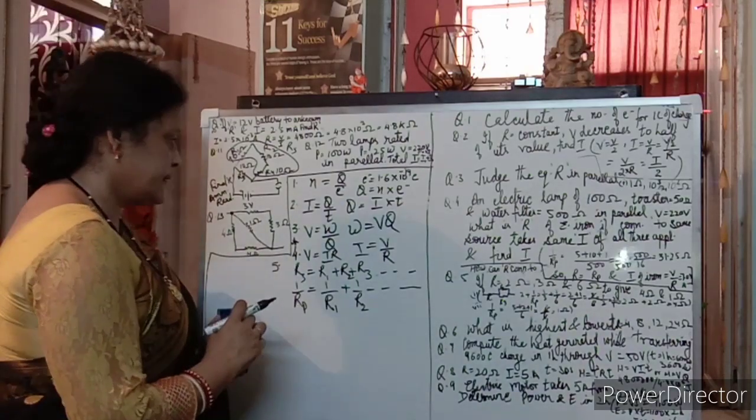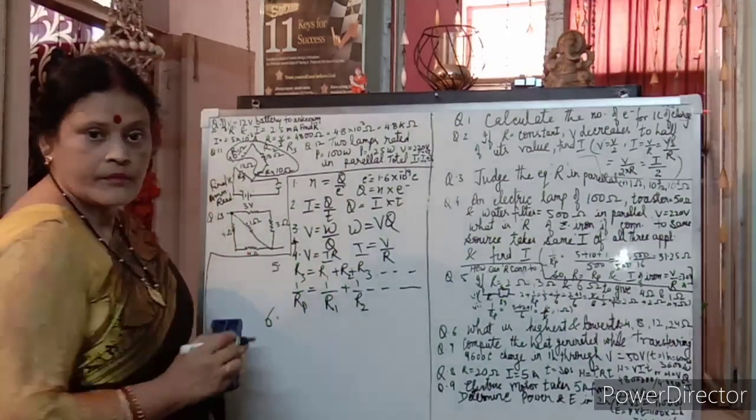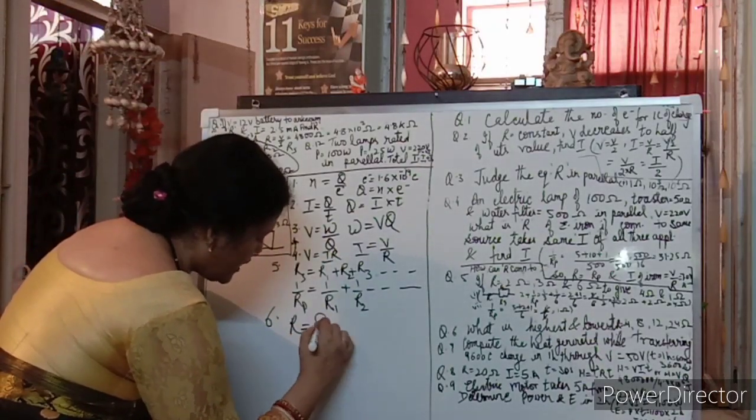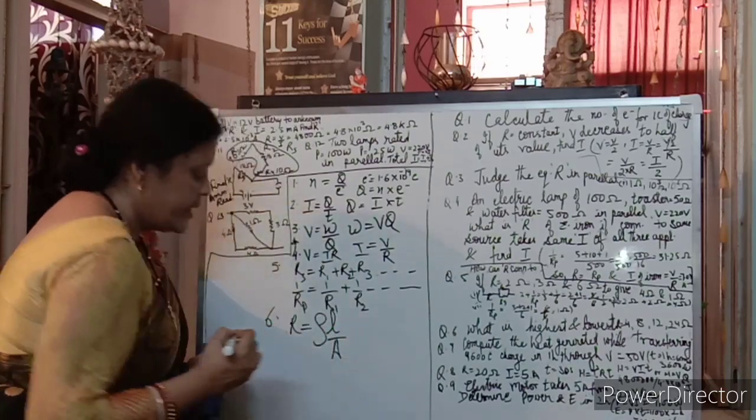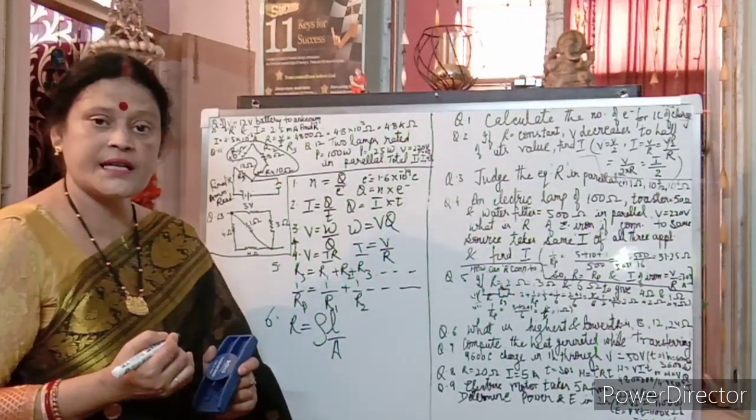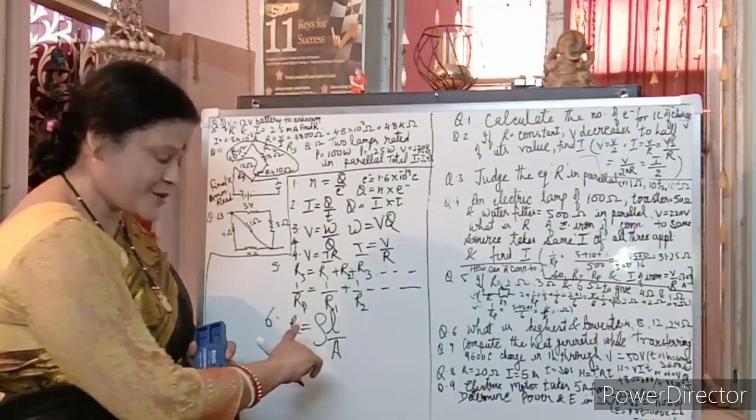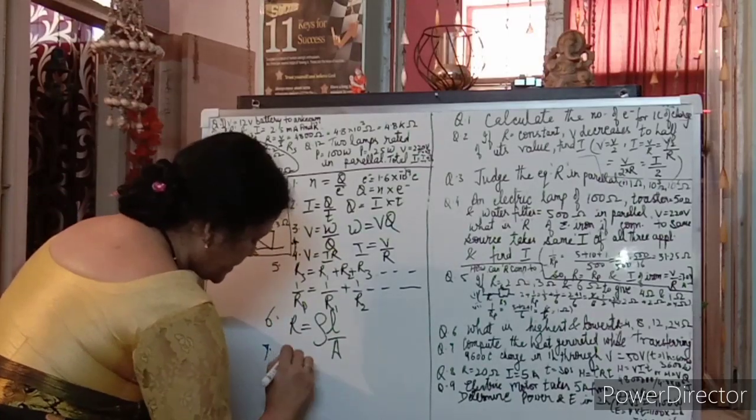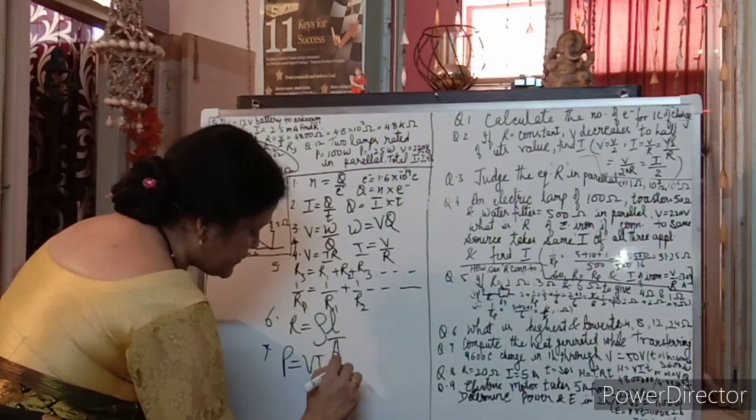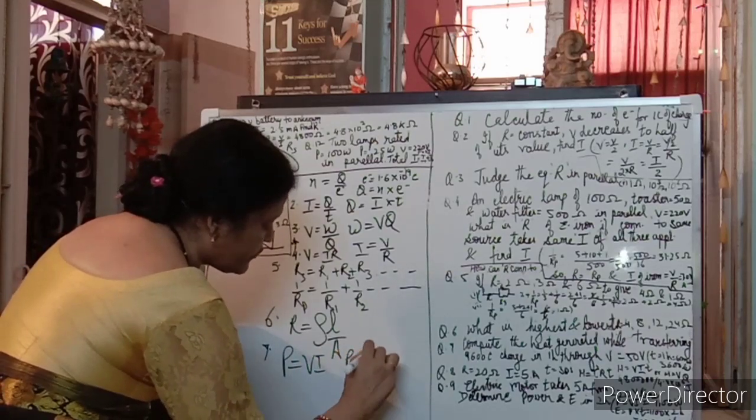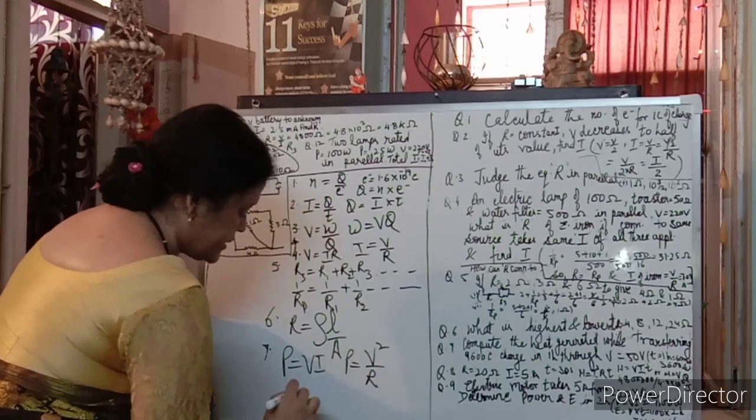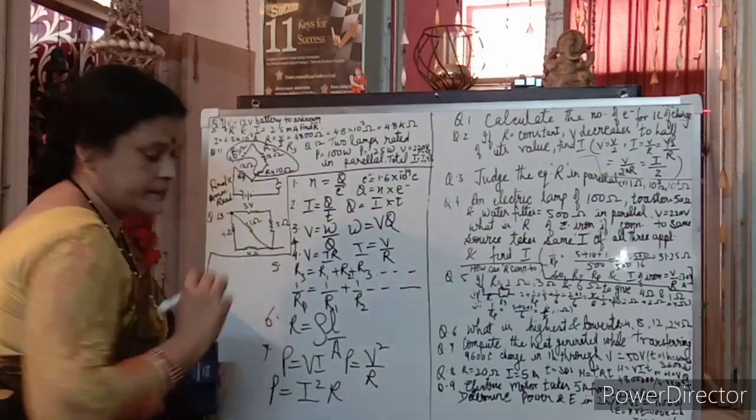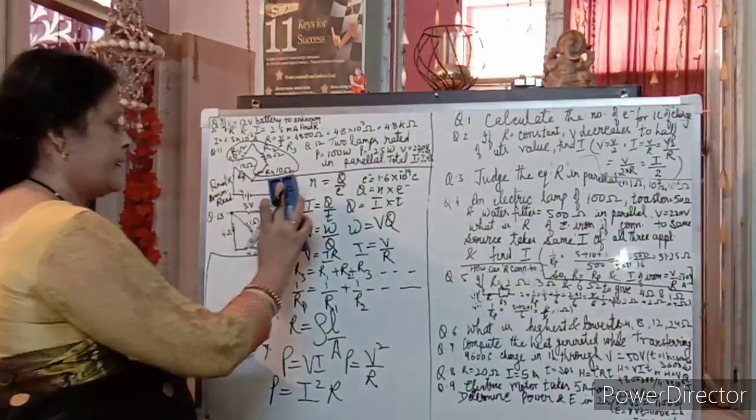Next formula is R is equal to rho L by A. This is the relation between the resistance, resistivity, length and area. Right? This is one formula. Next formula is power. P is equal to VI. 3 formulas we have derived in power: P is equal to VI, P is equal to V square upon R and P is equal to I square R. Right?